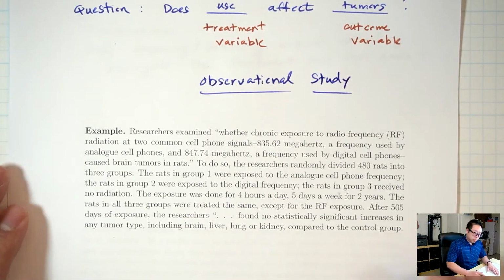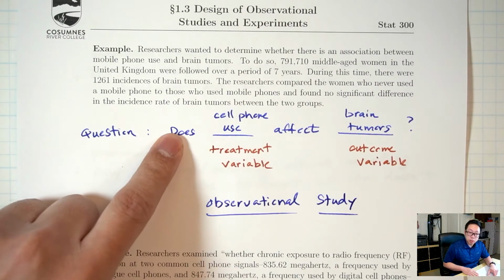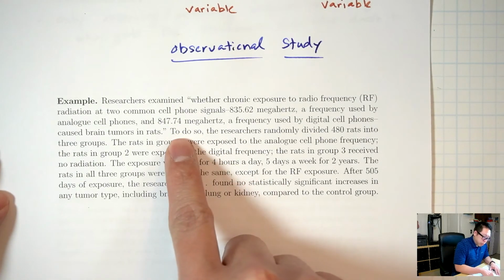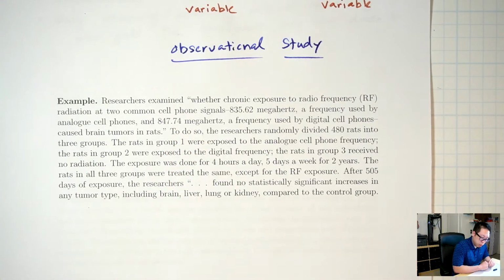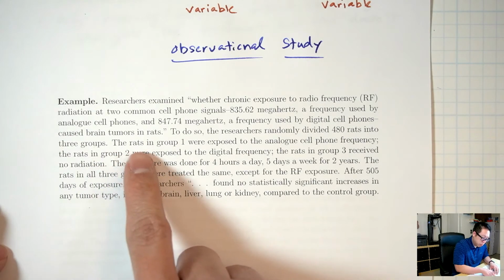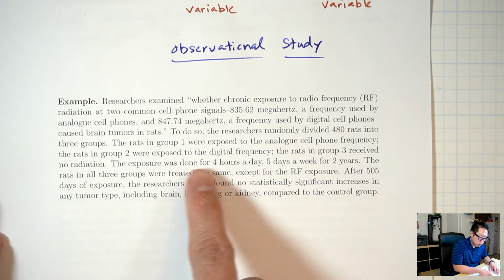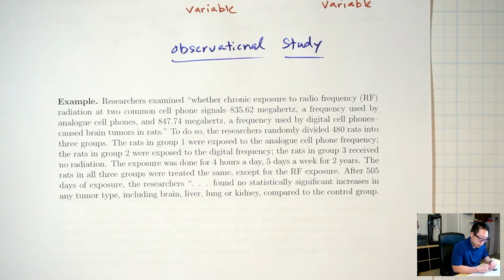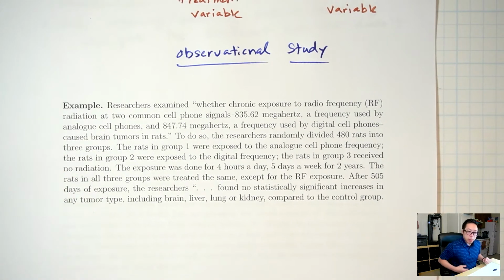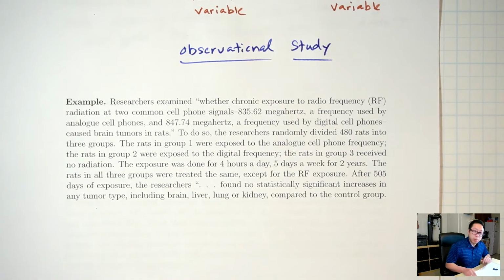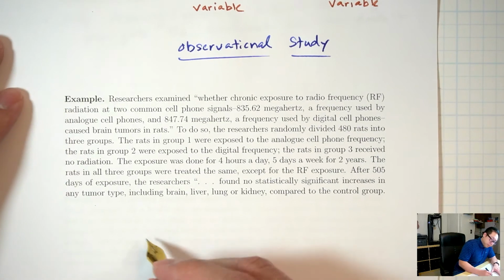The second example, which is asking the same question. To do so, the researchers divided 480 rats into 3 groups. The rats in group 1 were exposed to the analog cell phone frequency. The rats in group 2 were exposed to the digital frequency. The rats in group 3 received no radiation. Okay, and then the rest. So in the second example here, the researchers are breaking up the rats into 3 groups and then deciding which group got the cell phone frequency and which group didn't. So the second example is an experiment.